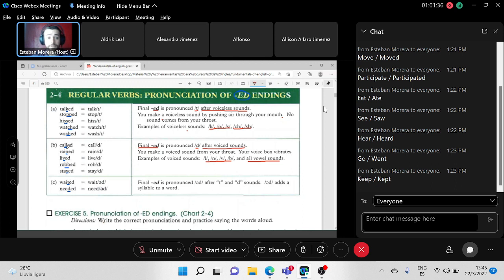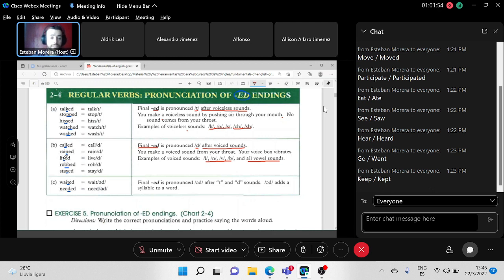Pronunciation of the verb in the past tense: called, called. Rain, final sound, letter N, it vibrates. Pronunciation of the ending: d. Pronunciation of the verb in the past tense: rained, rained.